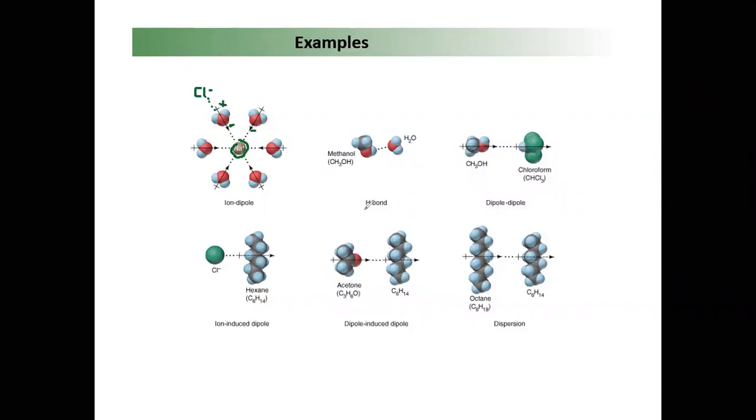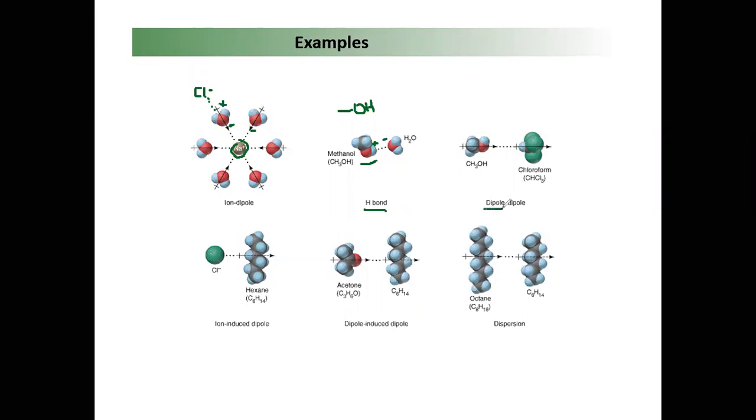Now with hydrogen bonding, again, it can be within the same molecule as long as it has those certain requirements, or it can be between different hydrogen bonding molecules. So here we have methanol, which has an OH, and it can hydrogen bond with water, which has two OHs. And you see that the negative on the oxygen is interacting with the positive on the hydrogen of the methanol. And that's the attraction that forms the hydrogen bond.